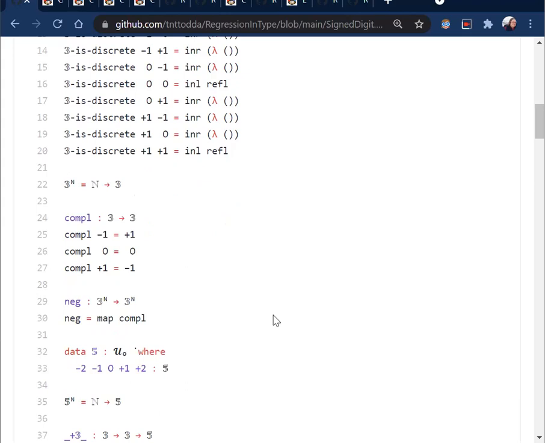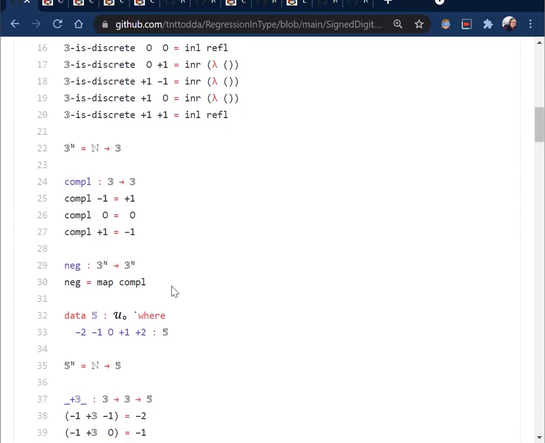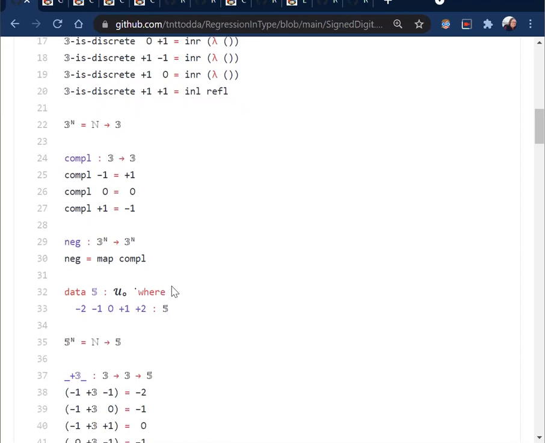So how do we do different operations? Well, let's look at negation. We define a complement function for 3, and then the negation function is just a map of the complement function. That's very easy. Addition, sorry, not addition, the midpoint, because we can't do addition, obviously we're in a compact interval, is a bit more difficult.